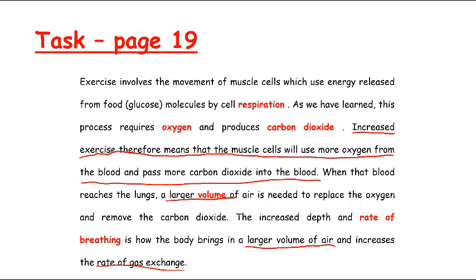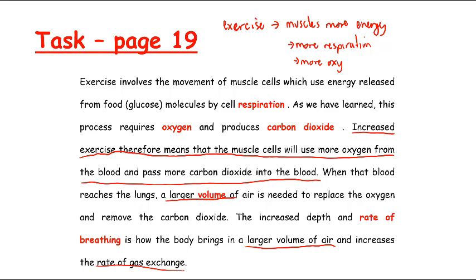So to summarize that, when we exercise, our muscles need more energy. They get that by carrying out more respiration. Because they respire more, they need more oxygen. As a result, we need to breathe more because that's where we get the oxygen from. Because we need to produce more energy, we also produce more carbon dioxide. So that's why you will start to breathe a lot heavier when you start to exercise.